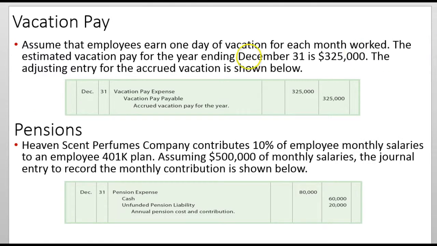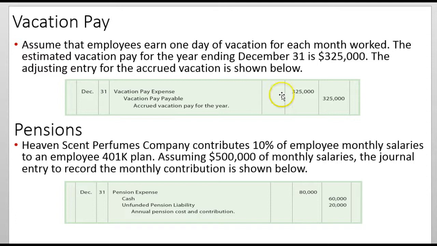You're going to have employees earn 1 day of vacation each day of the month, okay? You can't wait till the end of the year to do this. So what they're doing here is they're showing you at the end of the year type thing. But normally you would accrue this monthly. So they're saying the estimated pay for the year ending December 31st is $325,000, but they haven't paid that out yet.